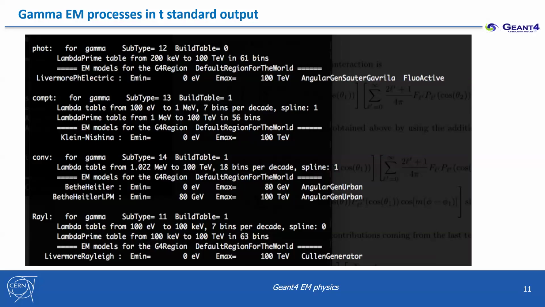And there is some information about parameters for each process. And there is information about the size of tables which are pre-built at initialization time. Here is the information about the number of bins, lowest and highest energy. There are 2 models for gamma conversion at normal energies up to 80 GeV, but above 80 GeV, we have to take into account saturation due to the LPM effect.